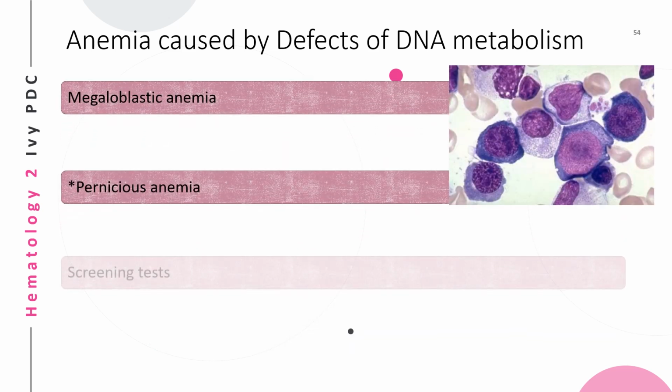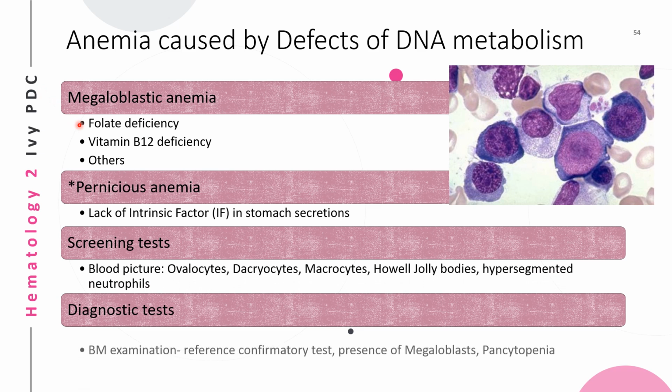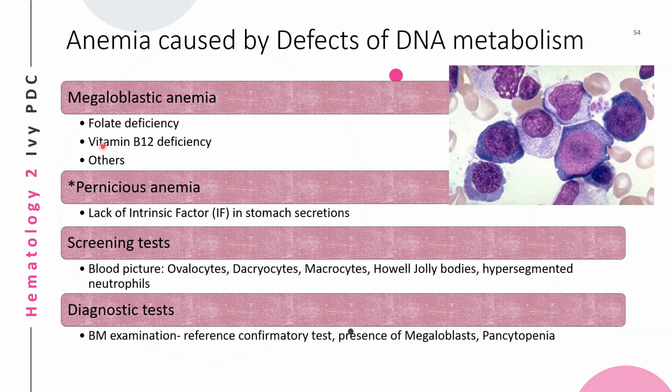Megaloblastic anemia is a type of anemia that is caused by defects of DNA metabolism, and this is commonly caused by a folate deficiency or a vitamin B12 deficiency. Out of all of the causes leading to megaloblastic anemia, folate and vitamin B12 deficiency are the common causes. These two vitamins are very important, essential for the production of healthy cells.